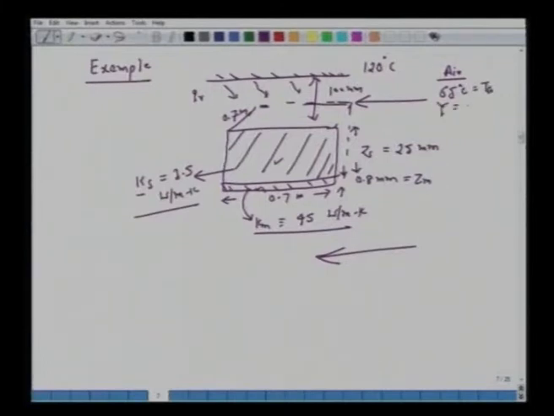Humidity of air is given as 0.01, so kg per kg of dry air. And the velocity of this air is 0.3 meter per second. So the air flows over this and flows underneath this. Heat is transferred by conduction from here.